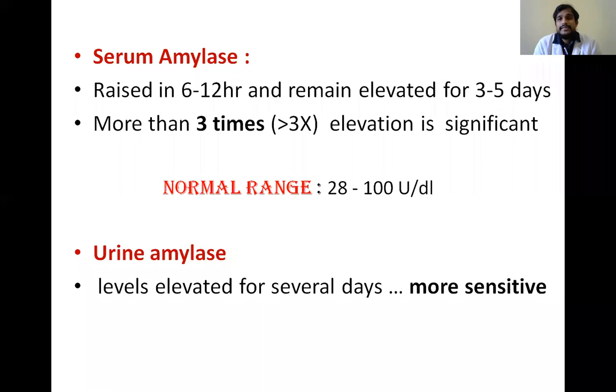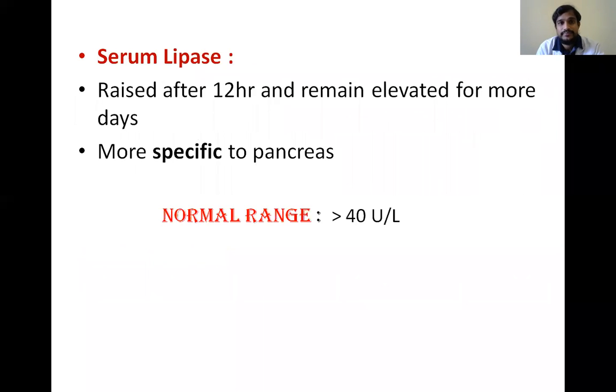And we know amylase is a pancreatic enzyme which helps in the digestion of carbohydrates. This is present in the pancreas. So when there is any injury to the pancreas, amylase will be released into the blood. So that's why we check the amylase. When it is increased 3 times, it is significant for pancreatitis. And for normal ranges, you can follow any standard book.